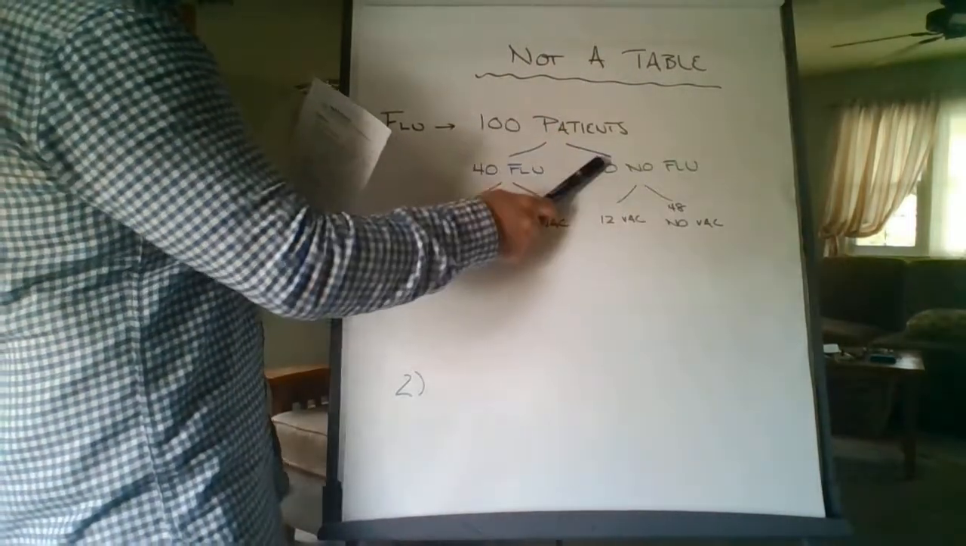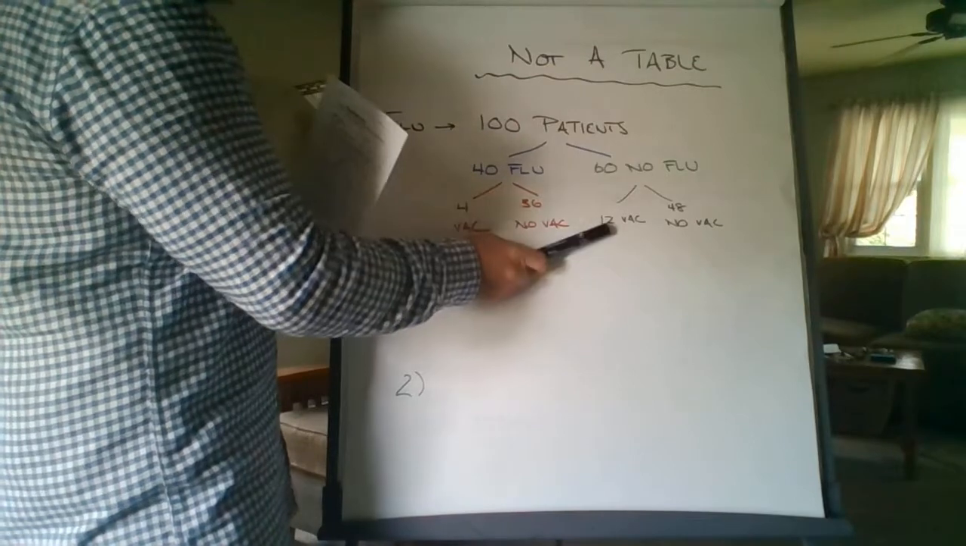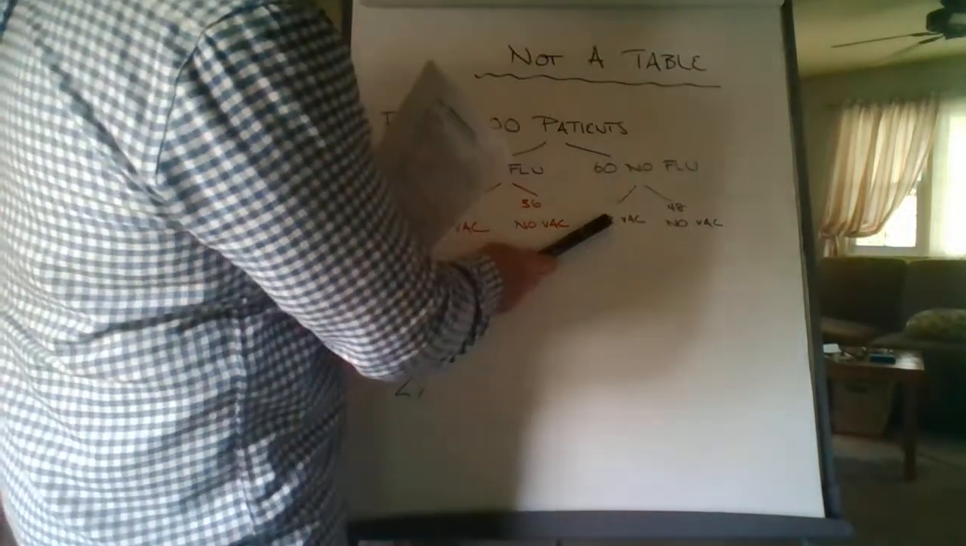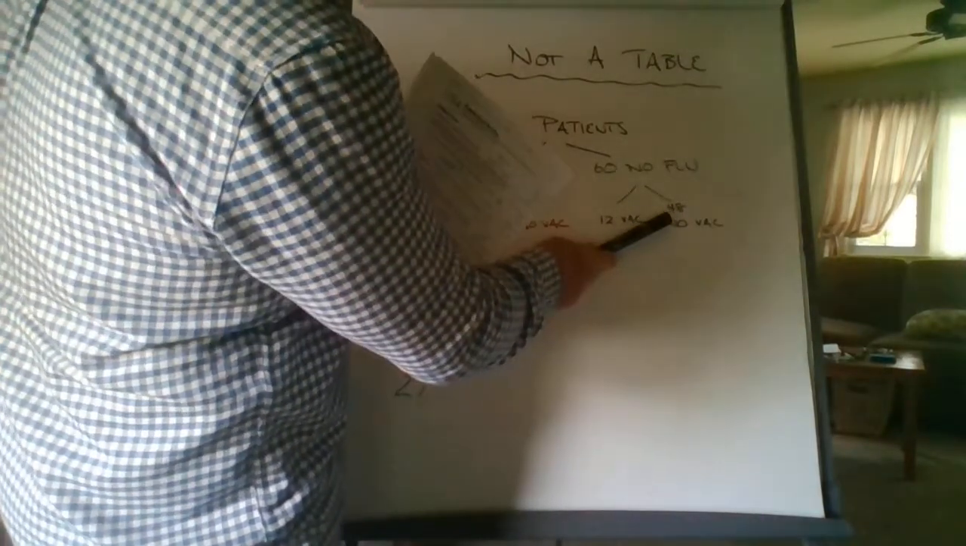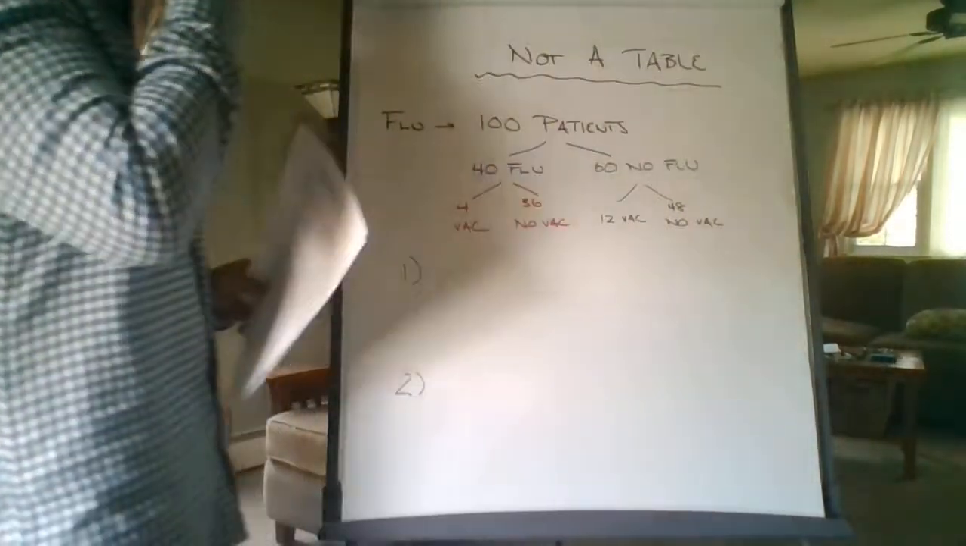So now we're going to do 20% of 60. So we're going to do 60 times 0.2, which is 12. So that means 12 received the vaccine. 60 minus 12 is 48. So 48 did not receive the vaccine.